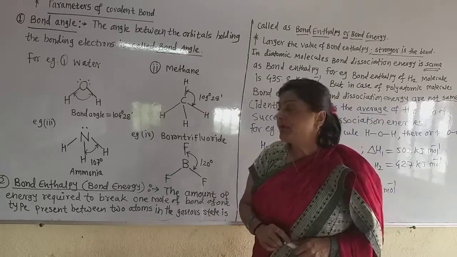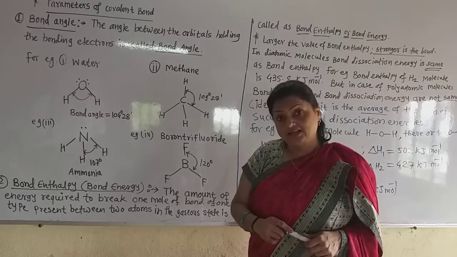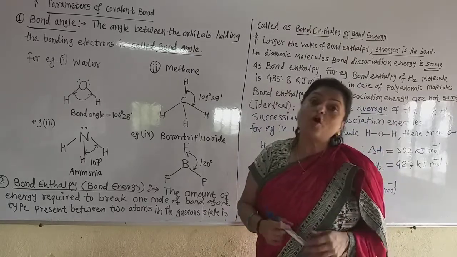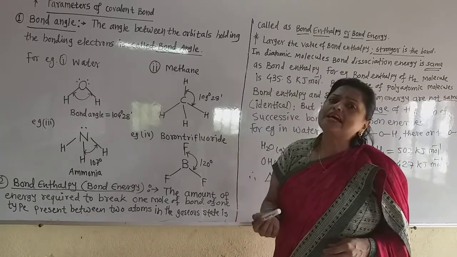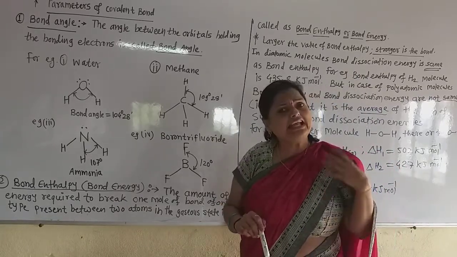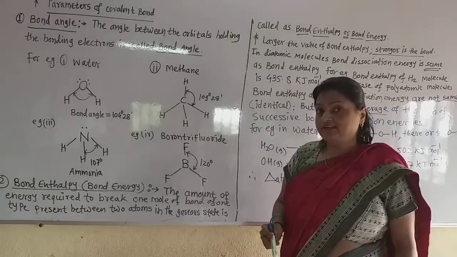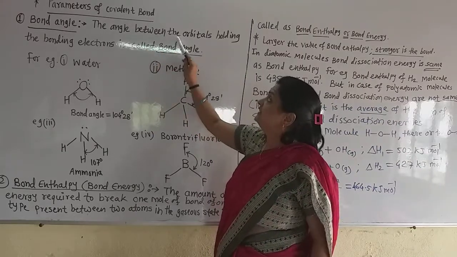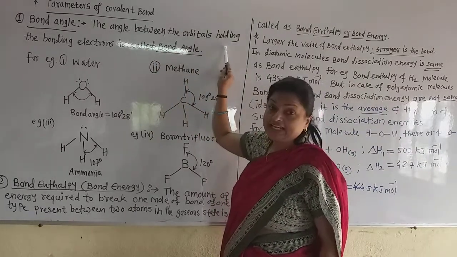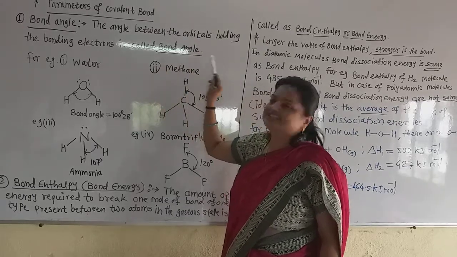The first parameter of the covalent bond is the bond angle. In between two bonds there is the bond angle. Bonds are formed due to the bonding electrons. So how is the bond angle defined? The angle between the orbitals holding the bonding electrons is called the bond angle.